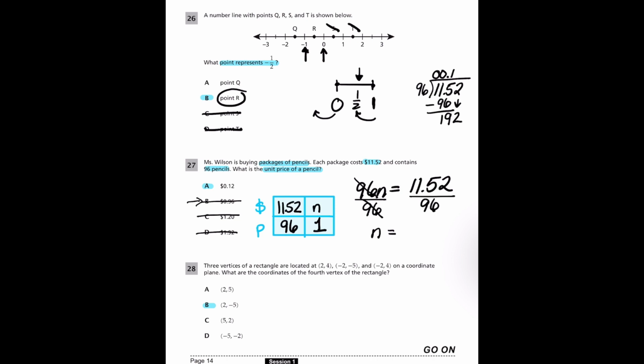And I get 2. 96 goes into 192. My guess is going to be 2 times because it's less than 200, and 96 is very close to 100. All right, 96 times 2. 6 times 2 is 12. 2 times 9 is 18. 18 plus 1, 192. And no remainder, so it is 12 cents.